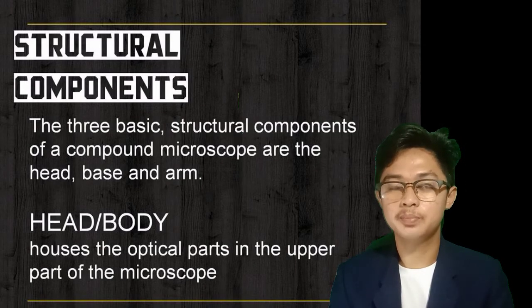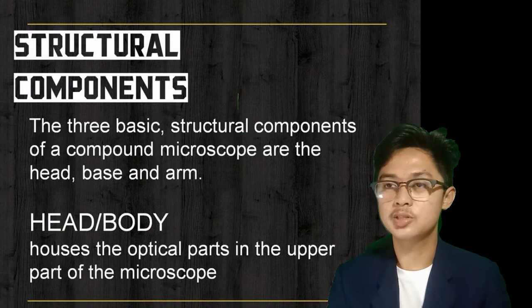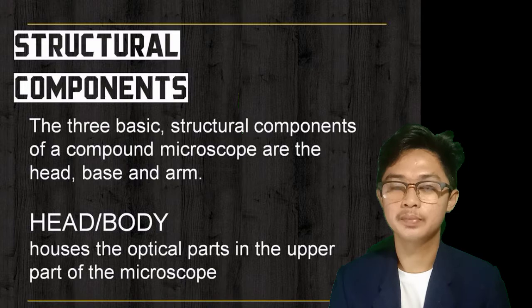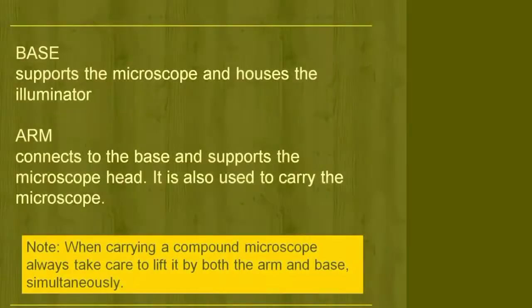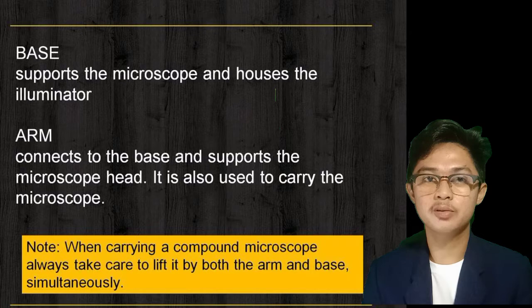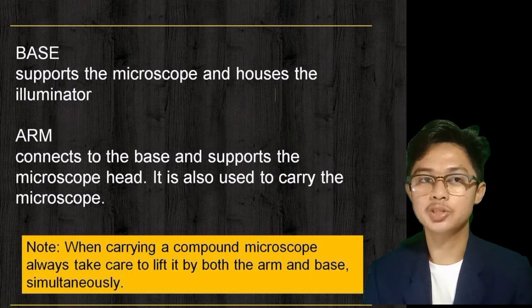There are three basic parts of structural components: the head, the arm, and the base. The head houses the optical parts in the upper part of the microscope. Meanwhile, the base supports the microscope and houses the illuminator. Lastly, the arm connects to the base and supports the microscope head. It is also used to carry the microscope.